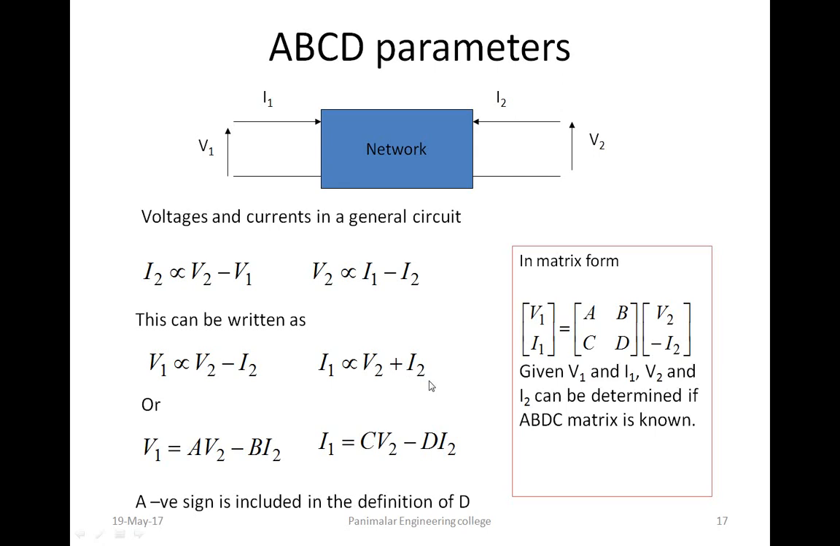Now introducing a coefficient, the matrix form for ABCD parameters is written as V1 and I1. The variables in ABCD parameters are voltage and current at the respective port, which is written with the coefficients of A, B, C, D into V2 and minus I2, because the current is in the opposite direction to that of the current in port 1. Here it is mentioned with a minus sign.